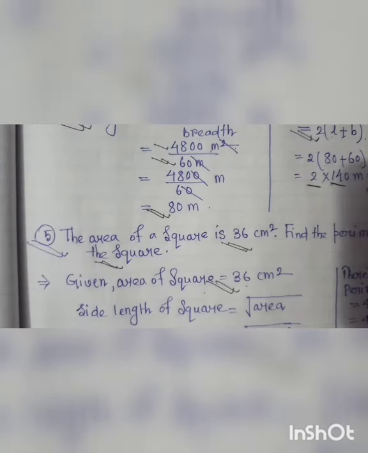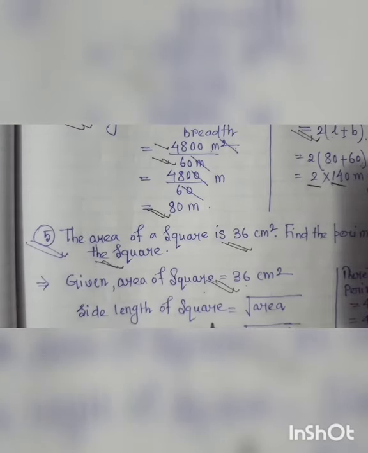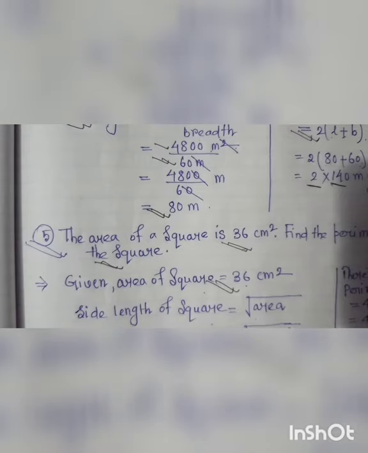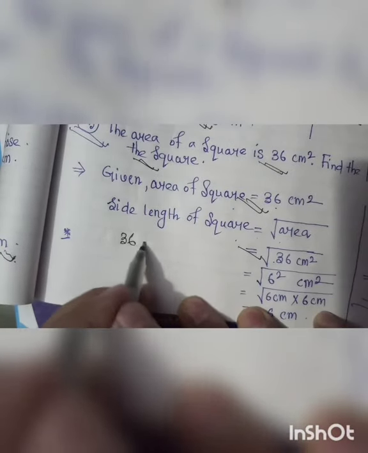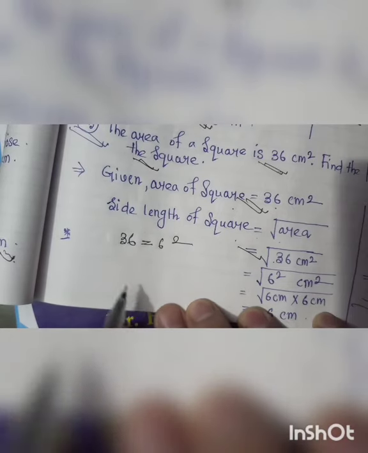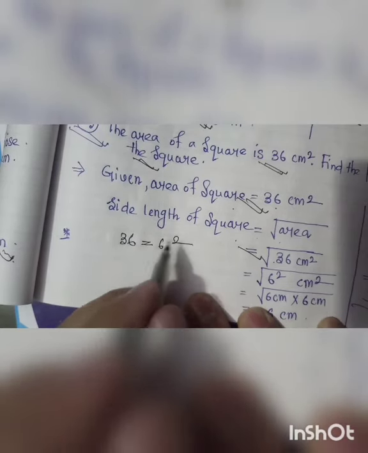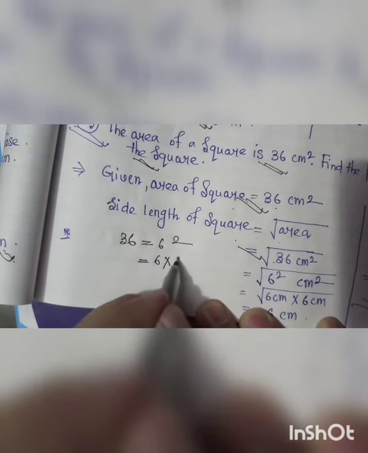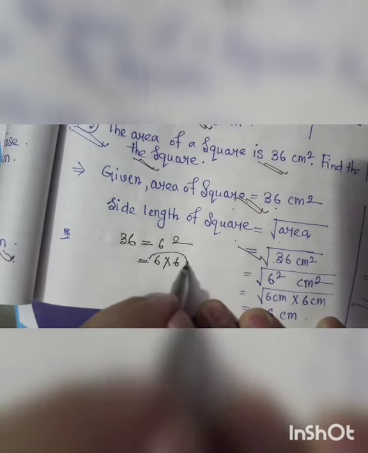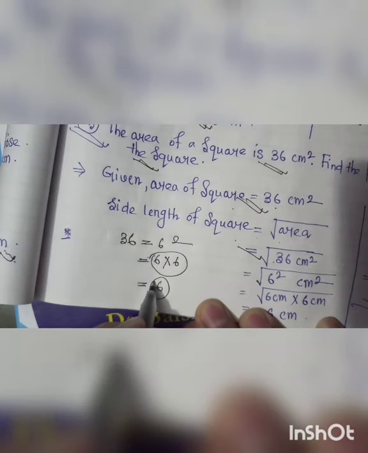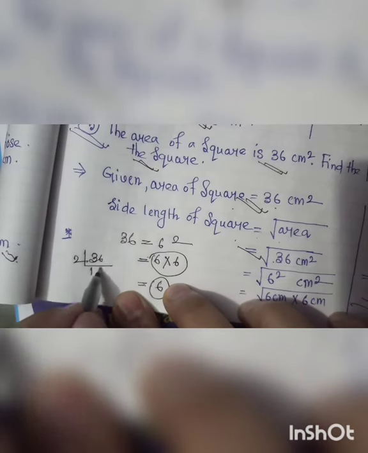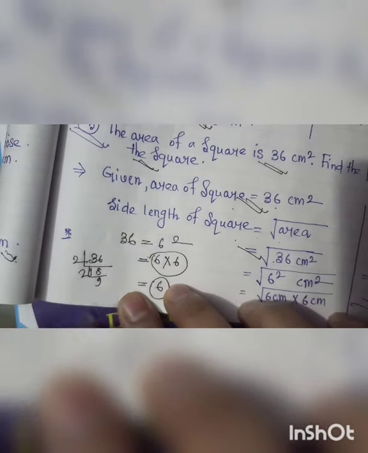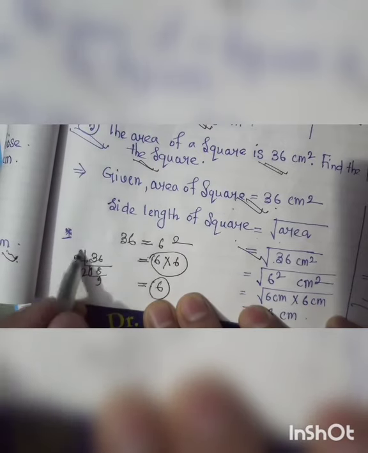And we know the formula: the side length of a square is equal to square root of the area. Area means 36 cm square. 36 is a perfect square number. And square root means we will always get a pair of the same number, that is 6 into 6. Under square root, if it is 2 times, after square root you will get 1 time. Otherwise, you can factorize it by 2 by 2. It is lengthy, directly you can do it.